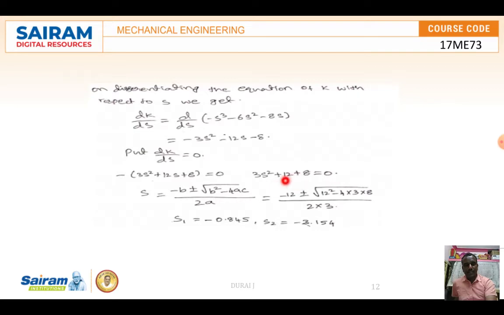This is in the form of minus b plus or minus root of b square minus 4ac, by 2a. Substituting in this equation, we get s1 equal to minus 0.845 and s2 equal to minus 3.154.